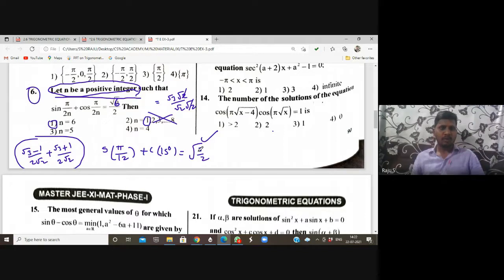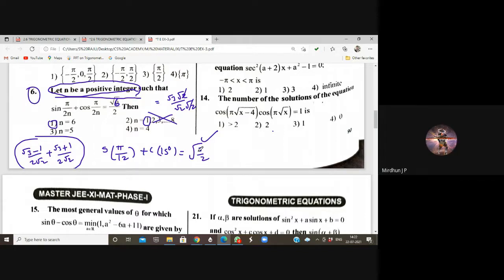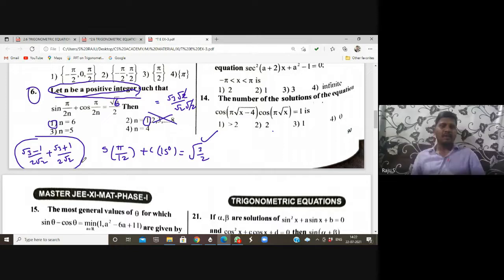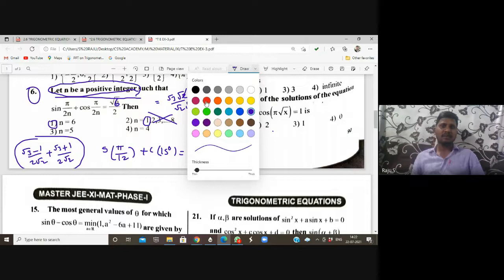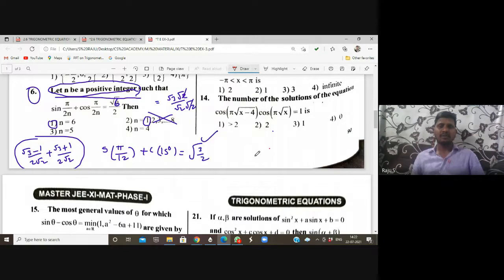The denominator is the same for both values, so take the LCM 2 root 2. Then the numerator is root 3 plus 1 plus root 3 minus 1; plus 1 minus 1 gets cancelled. The remaining value is 2 into root 3 by 2 into root 2, the 2 gets cancelled. Root 3 by root 2, that is nothing but root of 3 by 2 only. This is the answer you are going to get.